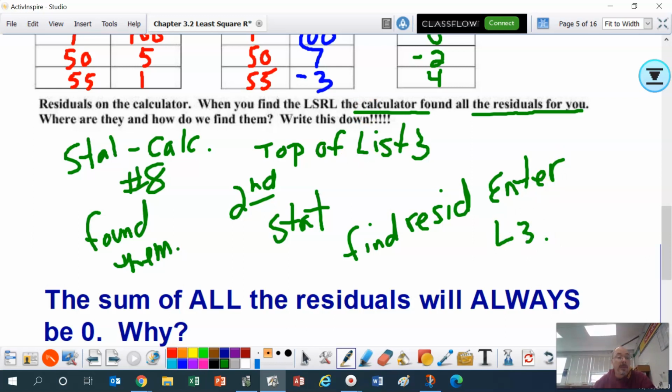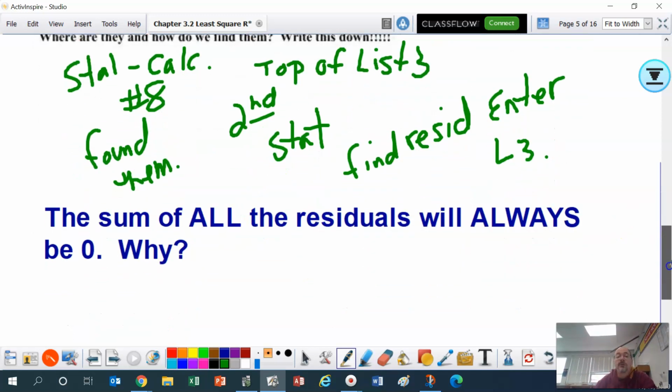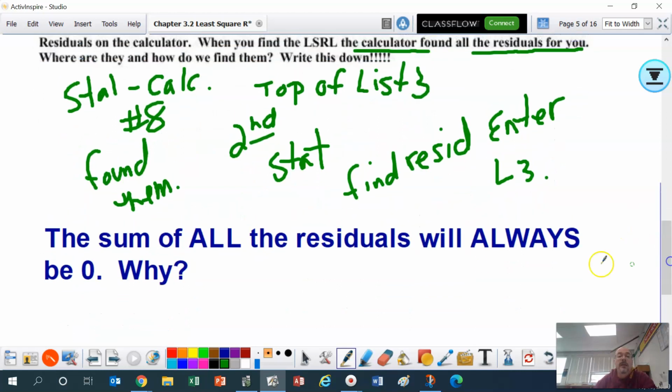All right, ladies and gentlemen, that was a little longer than I wanted. It's almost 35 minutes. And again, why should they add up to zero? Because you have positive residuals above, you have negative residuals below, and they're going to cancel each other out. If that line goes through the center of the dots, those positive residuals and negative residuals will cancel each other out. All right, that is it for this lesson.